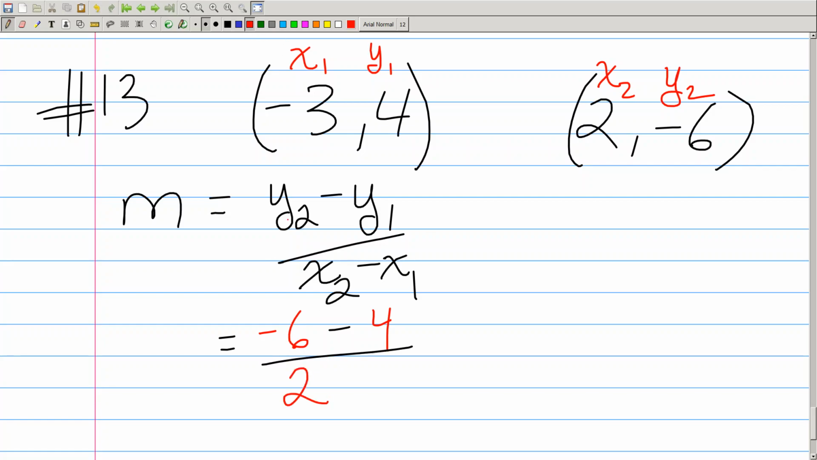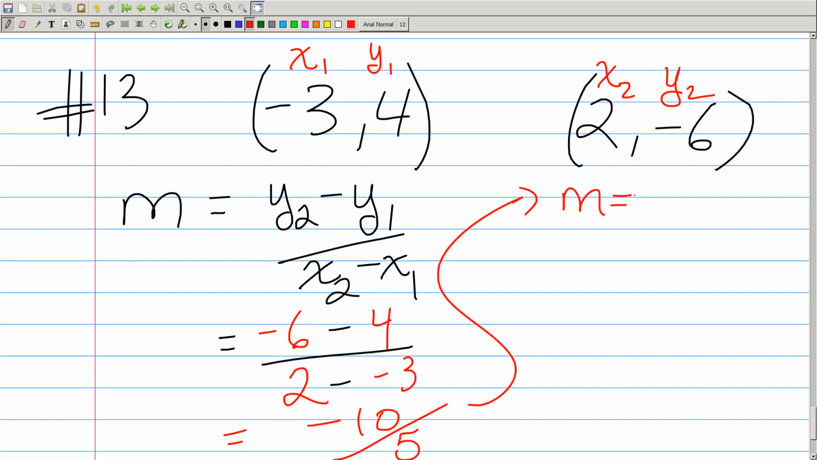2 minus the second x value, -3. Now, 2 negatives make a positive. That's right. So you get -10 on top over 2 plus 3, which is 5. So m, guys, is going to be -10 over 5, which is -2 over 1, which is -2. If you punch -10 divided by 5 into your calculator, I promise you, you will get -2.